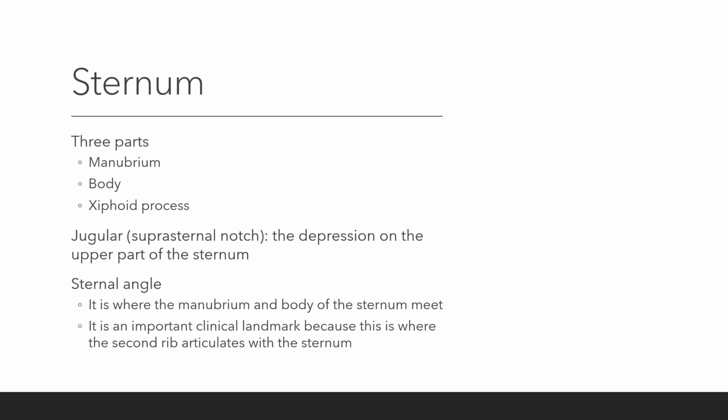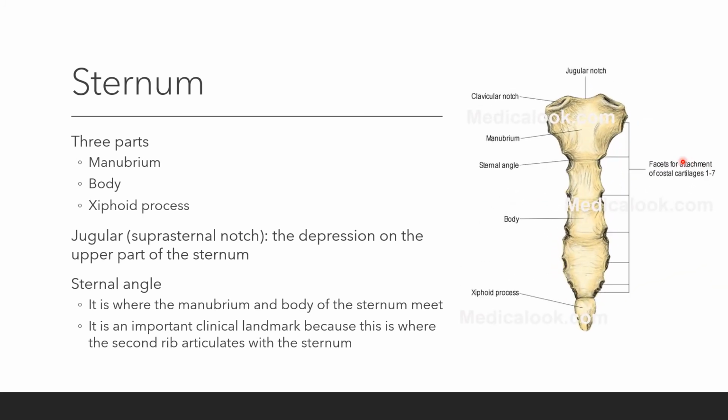Let's look at the sternum. There are 3 parts: the manubrium, the body, and the xiphoid process. Take note of the jugular notch, otherwise known as the suprasternal notch. It's a depression on the upper portion of the sternum, and it's actually palpable if you feel at the base of your neck in front. The sternal angle is where the manubrium and the body of the sternum meet. And it's an important clinical landmark because this is where the second rib articulates with the sternum. So the second rib, the one on the left articulates here, the one on the right articulates here.